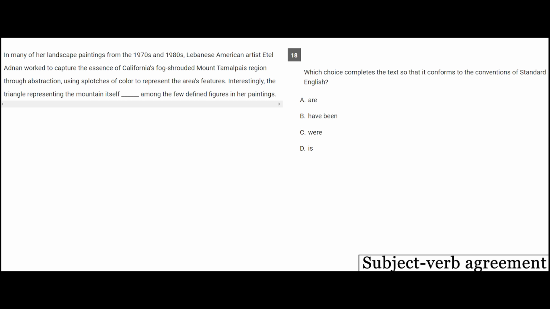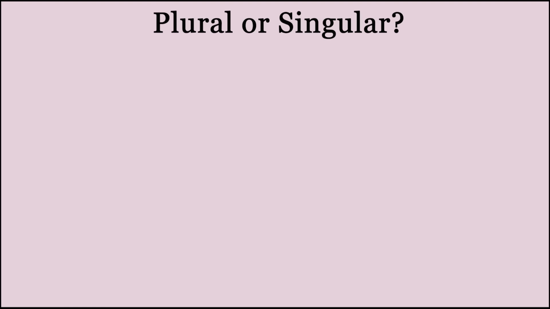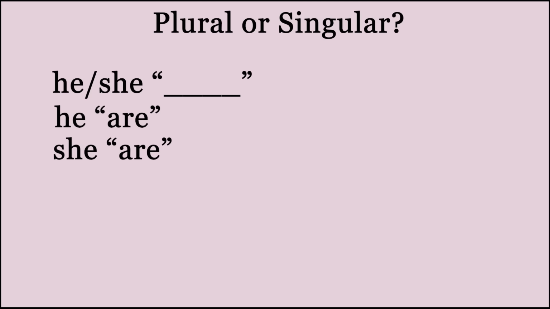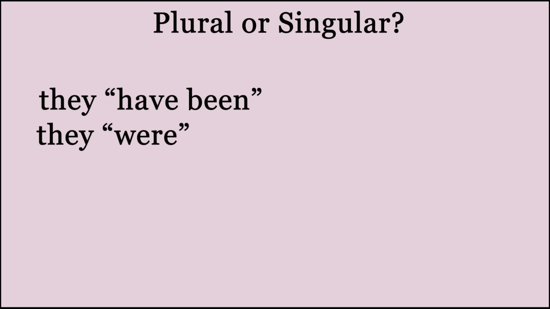Here are some quick-fire tips for each question type. For subject-verb agreement, if all three verbs are plural, the one that's singular is correct, and vice versa. If you don't know if a verb is plural or singular, say "he" and then the verb. For example, "he are" or "she are" doesn't sound right, but "they are" does. So you can check that the verb "are" is plural. And saying "they have been" or "they were" both sound right. So these two are also plural.